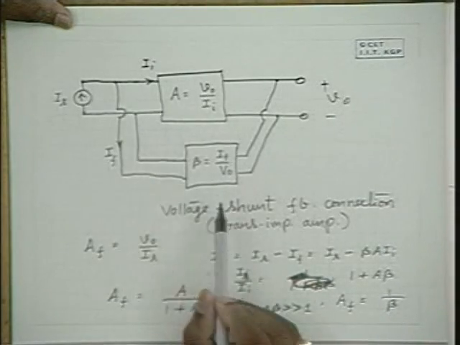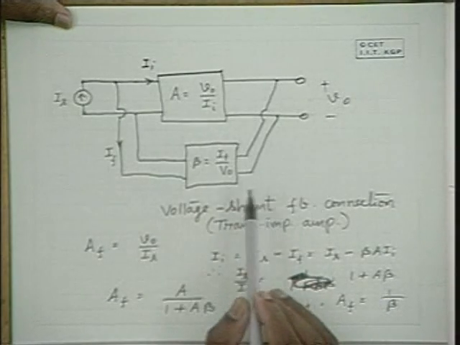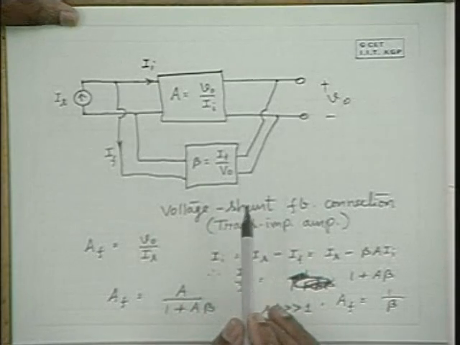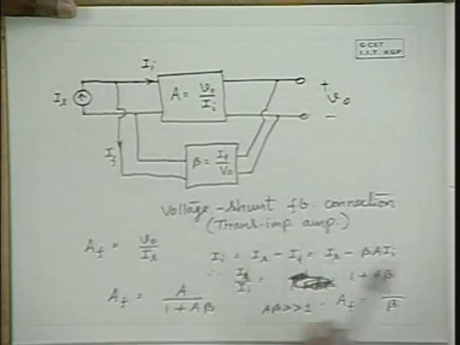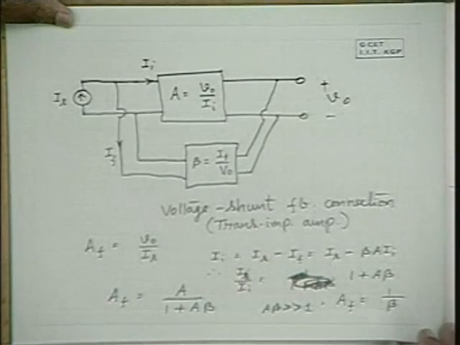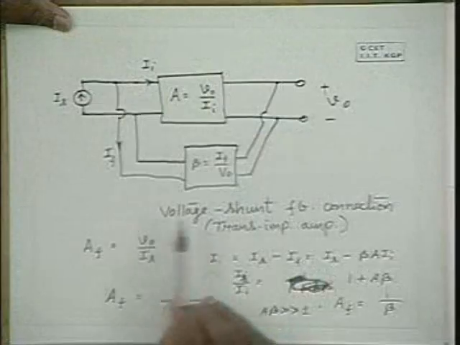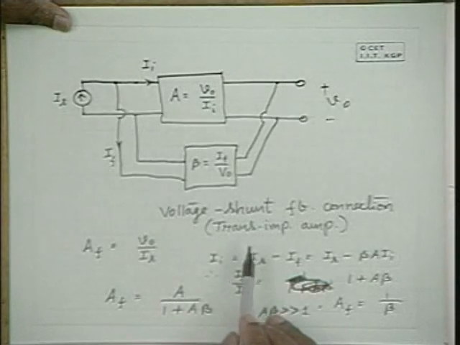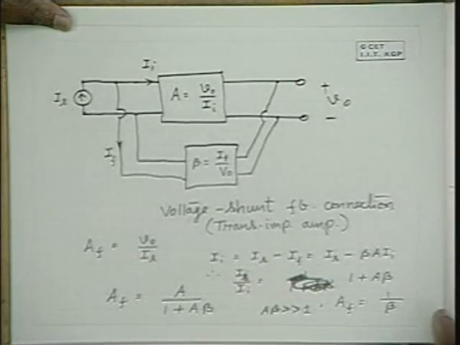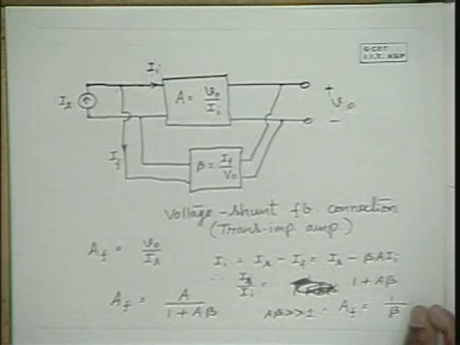Well, if you don't use the amplifier and use only the feedback network, you cannot get any amplification. You will get only a ratio. So that is meaningless, therefore. So this is a voltage shunt feedback connection, which is applicable in the case of transimpedance amplifiers.